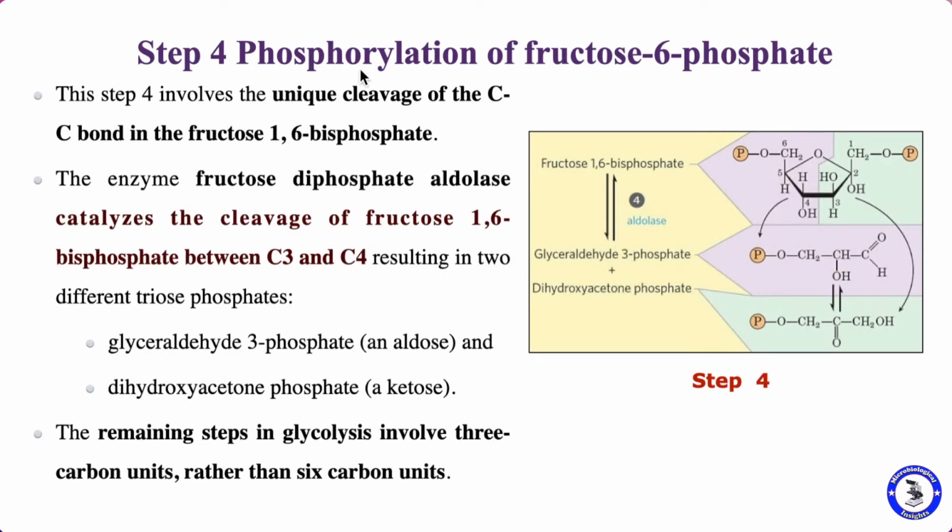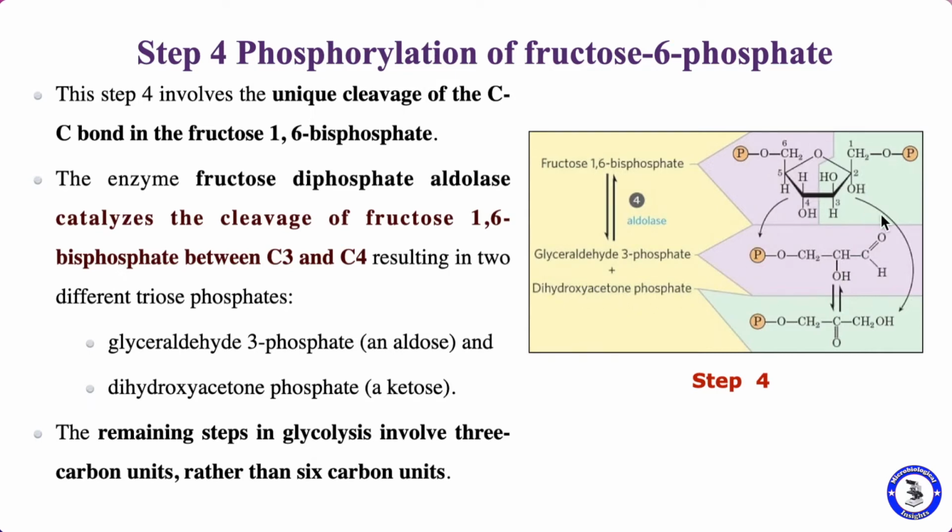The fourth step is the cleavage of fructose 1,6-bisphosphate. So here what happens? A cleavage occurs in the C-C bond of fructose 1,6-bisphosphate, between the third and fourth position. So it leads to the formation of two different triose molecules. The first one is glyceraldehyde 3-phosphate and the second one is dihydroxyacetone phosphate.